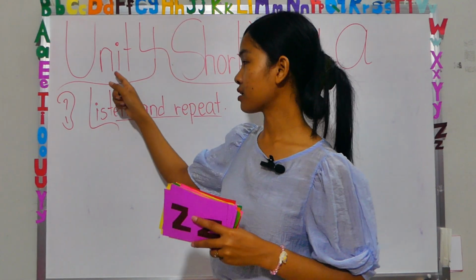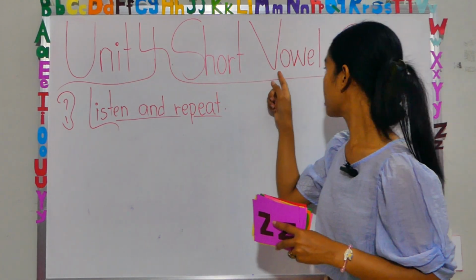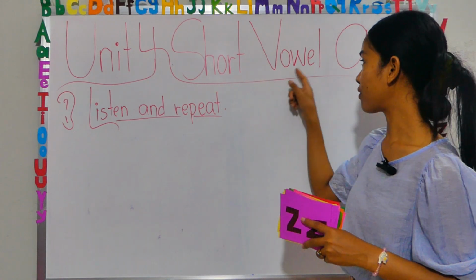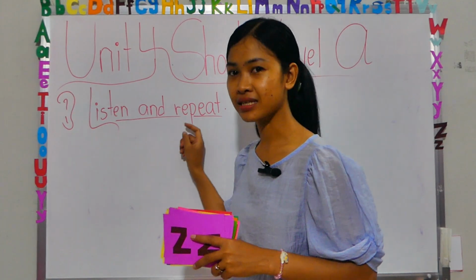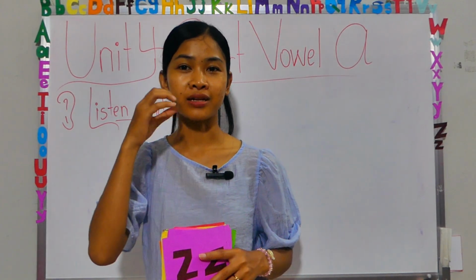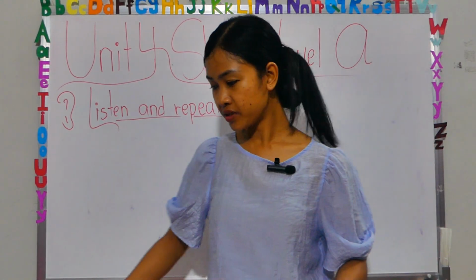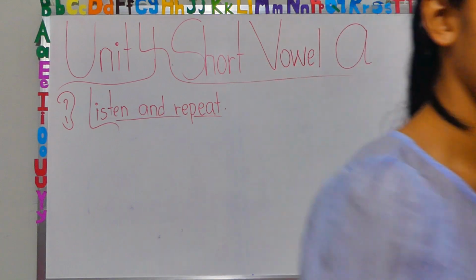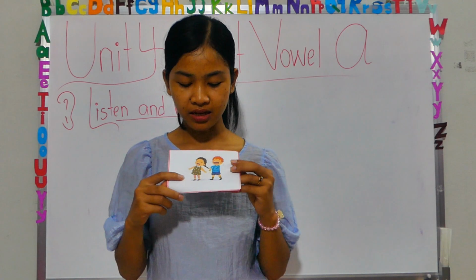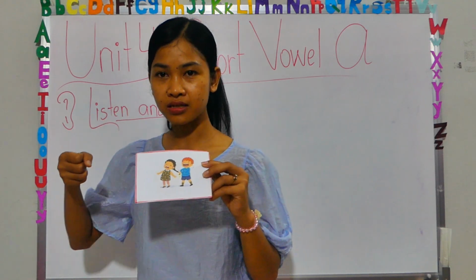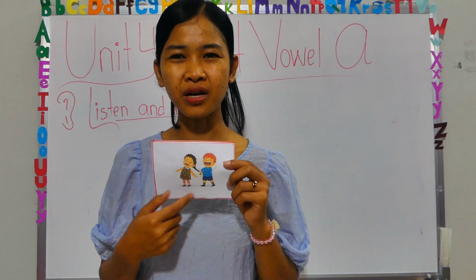So let's get started. Our Unit 4, short vowel A. Very good. Now listen and repeat. Listen to me and then you're going to say after me, okay? Do you see this boy? He is grabbing the girl's hair. Do you think he is good or bad?